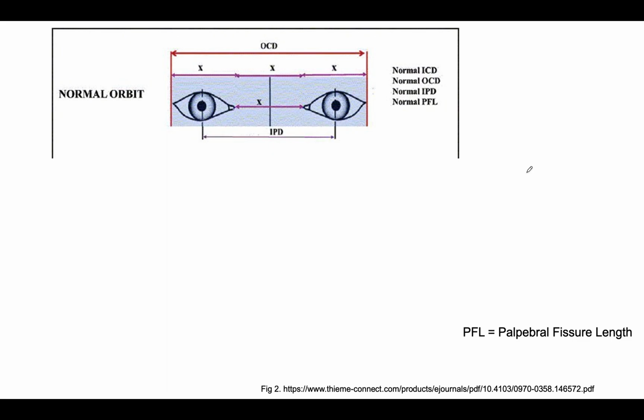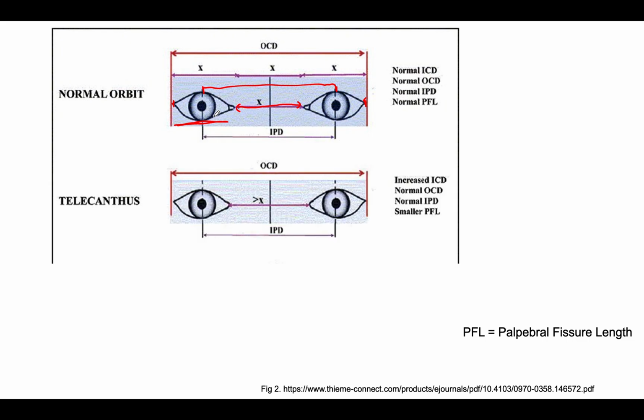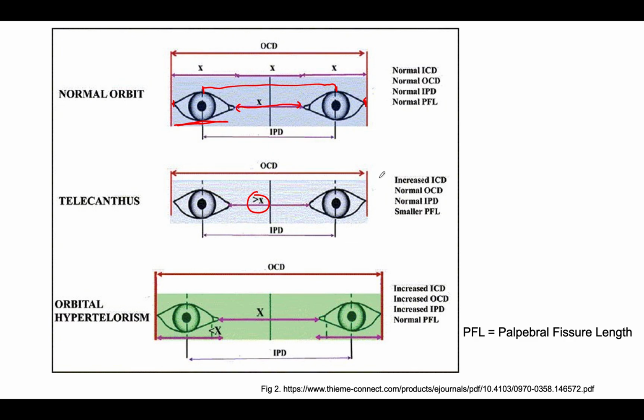Now, here's a diagram that's focused on some of the distances that I've discussed already and that summarizes them nicely. So this is a pair of normal eyes. We have, in this case, a normal intercanthal distance here, a normal outer canthal distance between the outer canthi, normal interpupillary distance, as well as a normal palpebral fissure length, which is the length of the opening of one of the eyes. Telecanthus, as I've already described, is characterized by an increased intercanthal distance, whereas orbital hypertelorism is described by an increased intercanthal distance as well as outer canthal distance and an increased interpupillary distance. The palpebral fissure length remains normal.